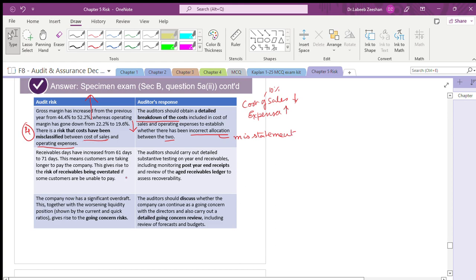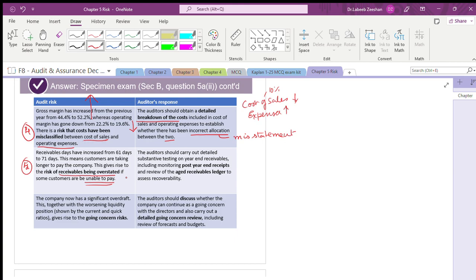Now, receivable days has increased, from 61 days to how many days? To 71 days. The customers are taking more time to pay. What will happen? The receivables may be overstated. Customers are unable to pay. Everyone wants to pay as early as possible to get discounts. Now they are paying after almost 71 days. The number of days has increased. It is a cause of concern.